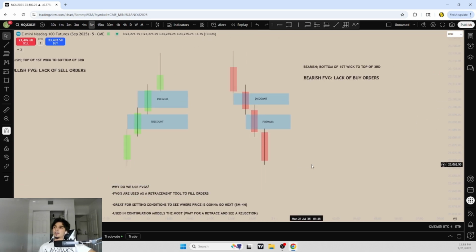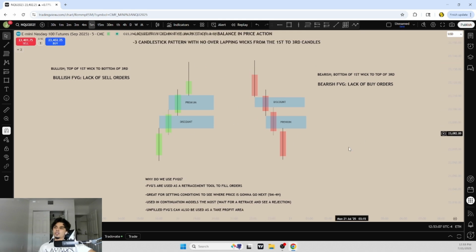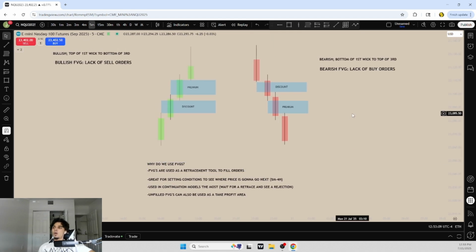So, why do we use fair value gaps? We'll come back to this drawing in a second. Let's just get through this first. Why do we use fair value gaps? Well, fair value gaps are used as a retracement tool to fill orders.